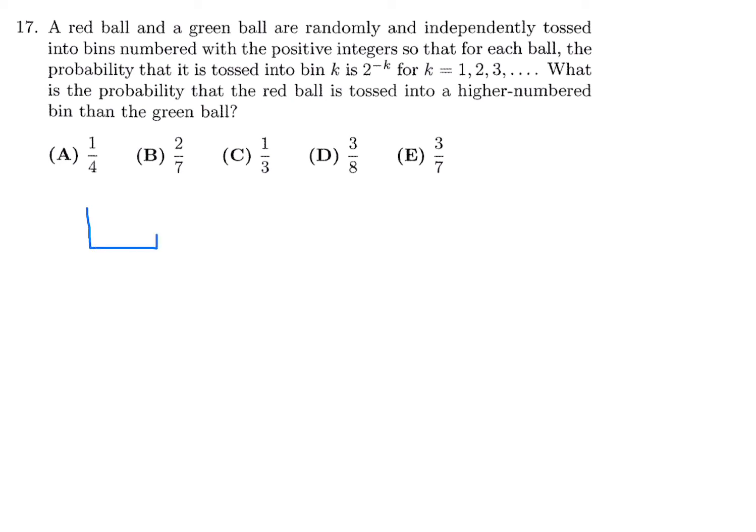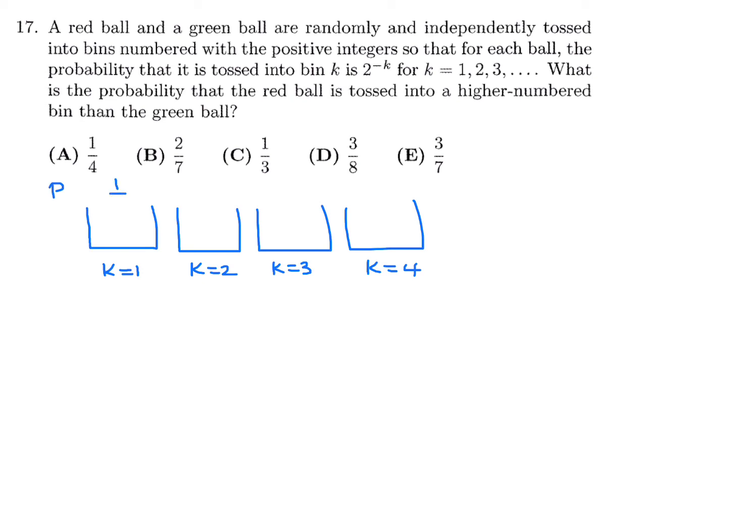All right, so we have some bins here, and I'll just draw the first few, and they're labeled. So this is K equals 1, K equals 2, and so on, K equals 3, K equals 4, and that just keeps on going, right? And we have two balls. We have a red and a green, and the probability that it goes into each of these is given by this formula, 2 to the minus K. So in this case, the probability would be 1 over 2. Here it would be 1 over 4. Here the probability would be 1 over 8, 1 over 16, and so on, right? It just keeps on going like that. So we want the red ball to be placed in a higher numbered bin than the green ball.